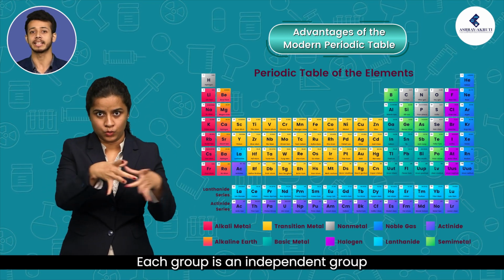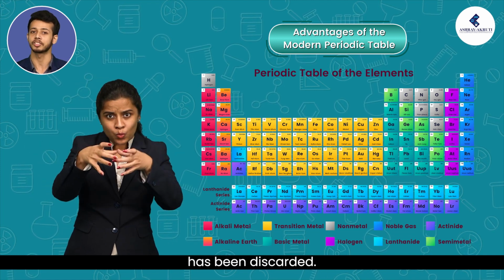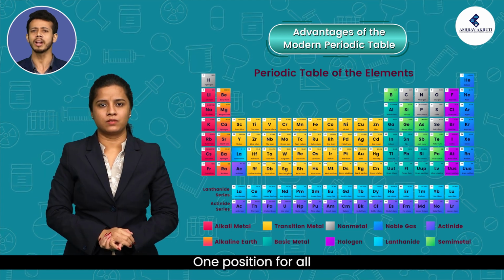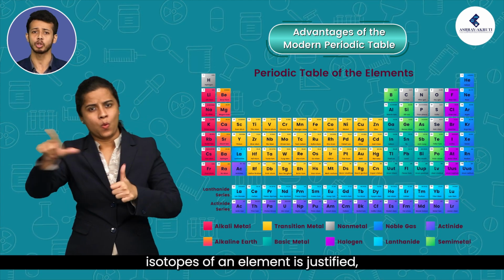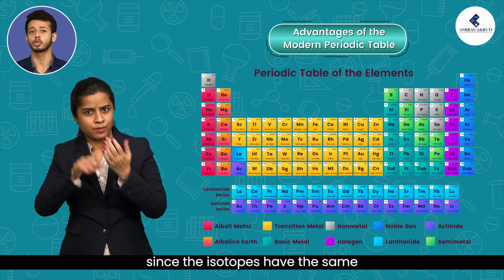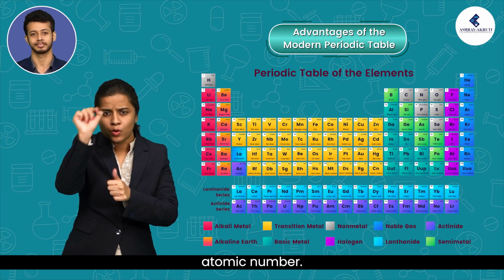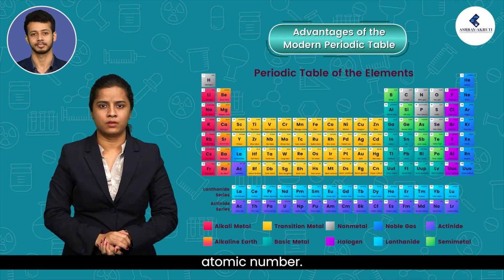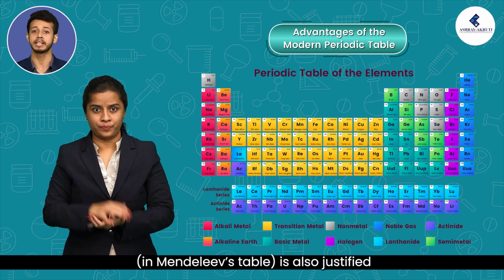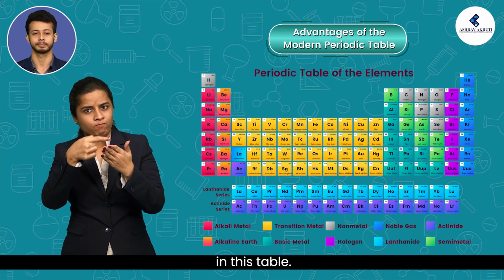Each group is an independent group and the idea of subgroups has been discarded. One position for all isotopes of an element is justified, since the isotopes have the same atomic number. The position of the 8th group in Mendeleev's table is also justified in this table.